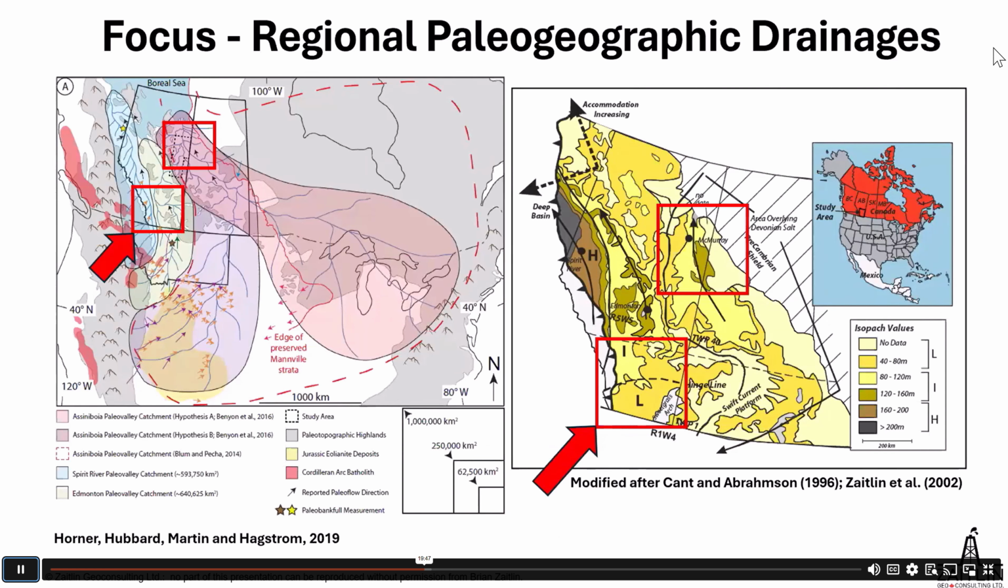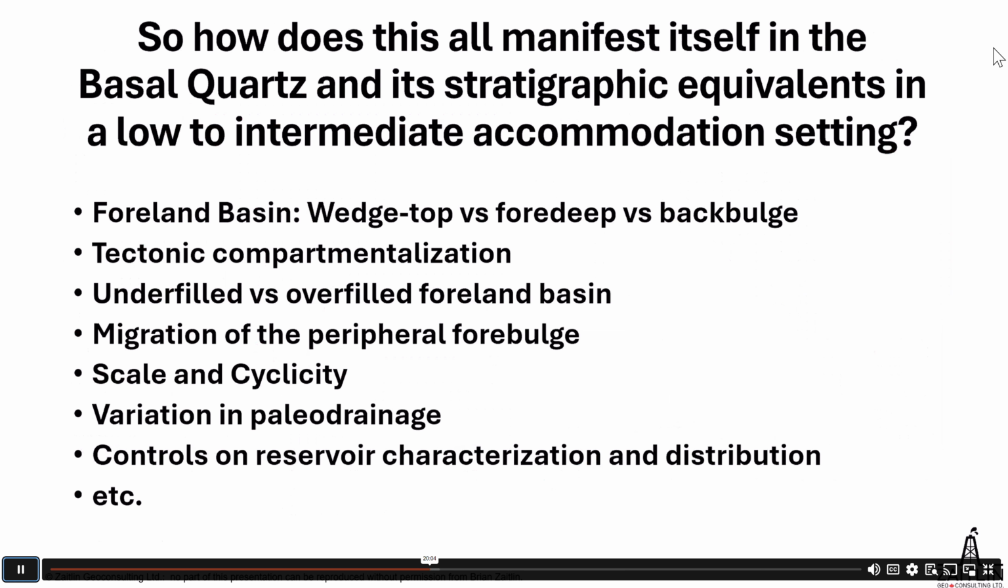So we've identified different paleo drainages. We've identified compartmentalization because of what's happening with the basement. So the question then becomes, how does all of that manifest itself in the low to intermediate accommodation portion of the basin, in the southern portion of the basin?